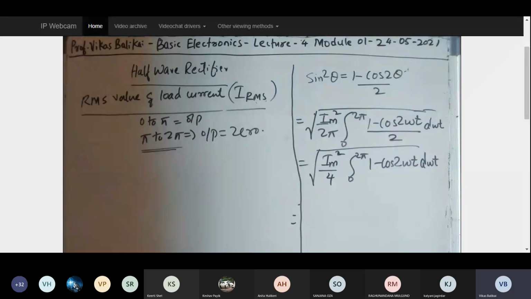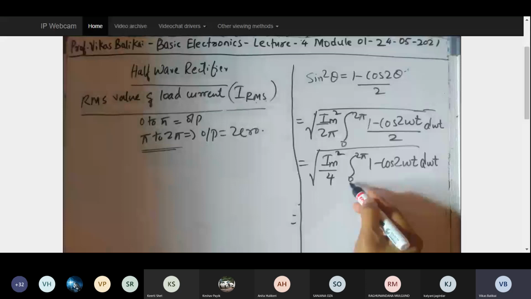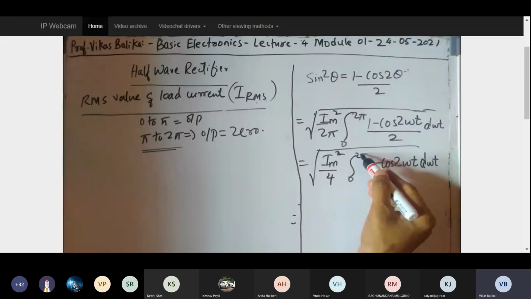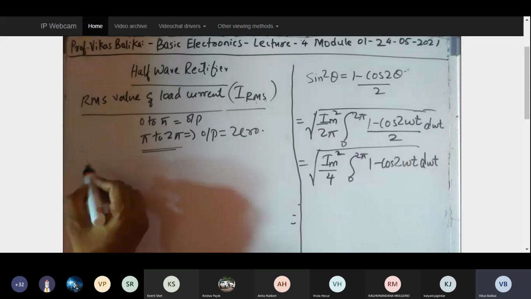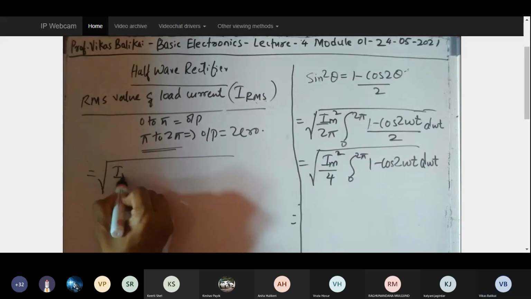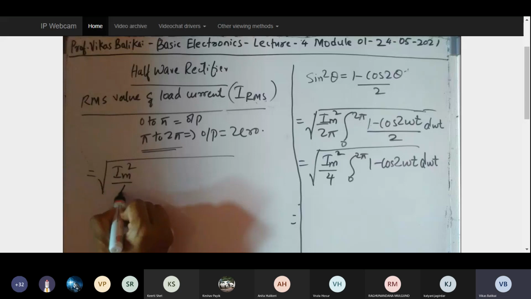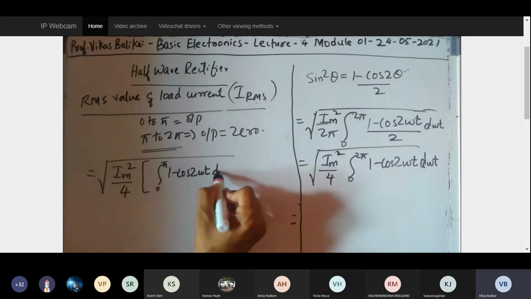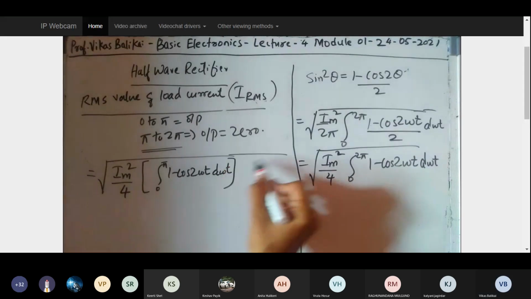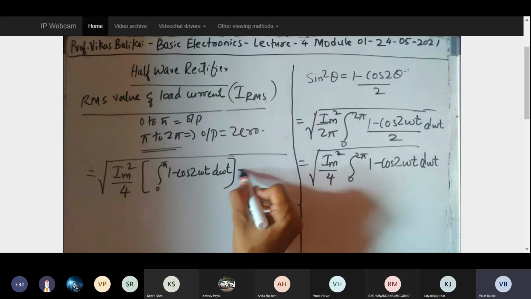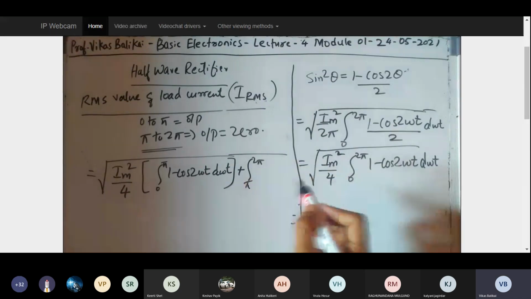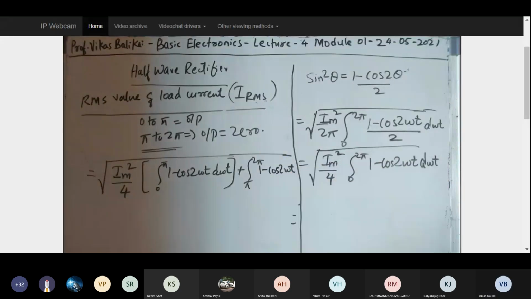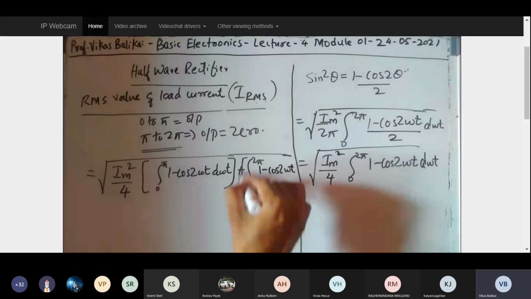Now, because the limits are from 0 to 2 pi, I'll have to do the same thing that I have done for my IDC. I'll break the limits into 0 to pi and pi to 2 pi. In that way, the equation now reduces to Im square by 4, integral from 0 to pi of (1 minus cos 2 omega t) d omega t, plus the integral from pi to 2 pi of (1 minus cos 2 omega t). This is my other half.